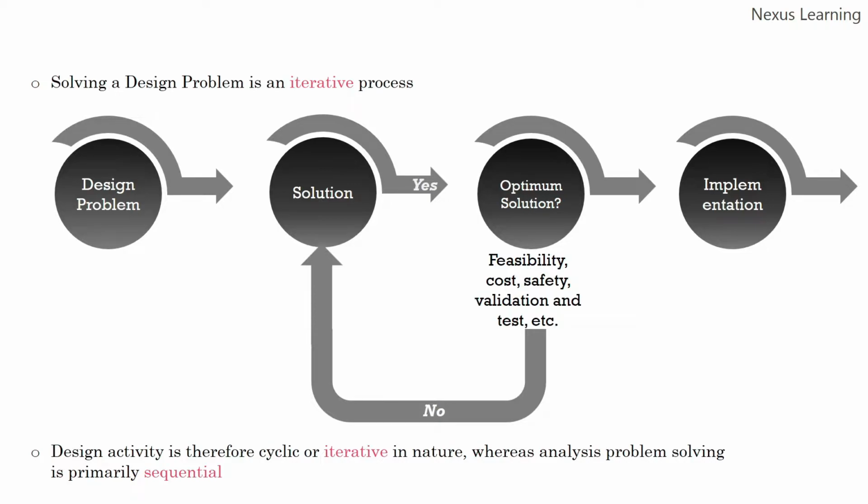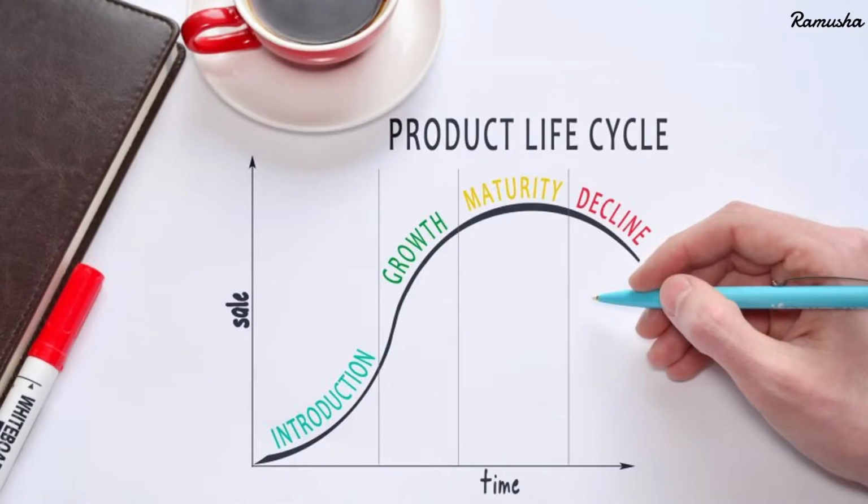So a design problem is an iterative process. We have a design problem, we find the solution for it, we check for its feasibility, cost, safety, and validation, we test it, and then we find the optimum solution out of the available solutions. Then we go for implementation. If we do not find the optimum solution, we go back to the previous step, find another answer, and then move ahead. That's why it is an iterative process. It is not a single-line process.